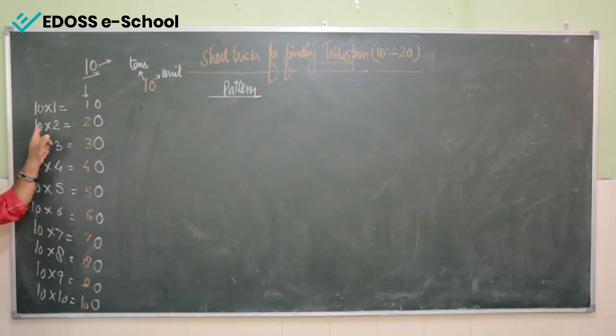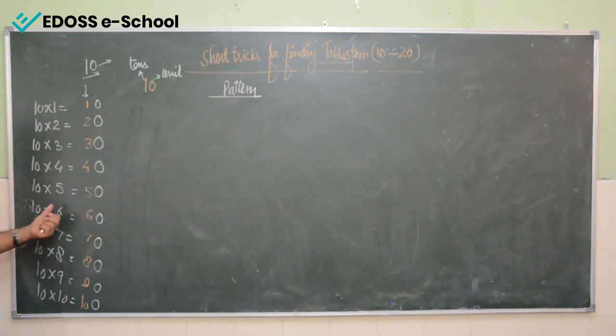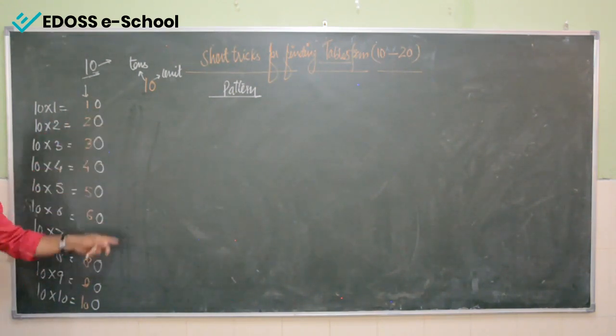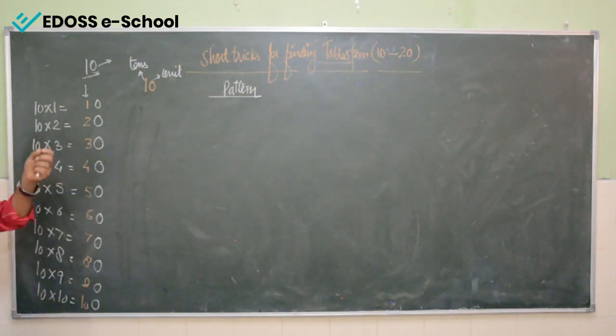10 ones are 10, 10 twos are 20, 10 threes are 30, 10 fours are 40, 10 fives are 50, 10 sixes are 60, 10 sevens are 70, 10 eights are 80, 10 nines are 90, 10 tens are 100. This is the simple approach. Now what you have to do is follow a pattern.